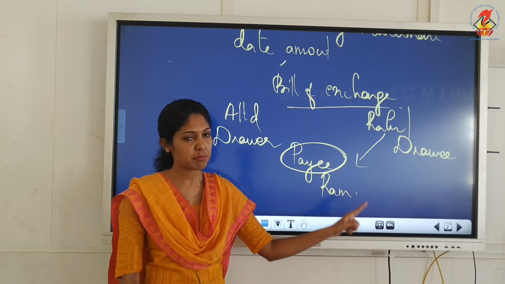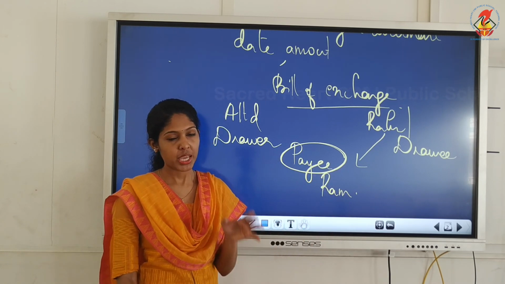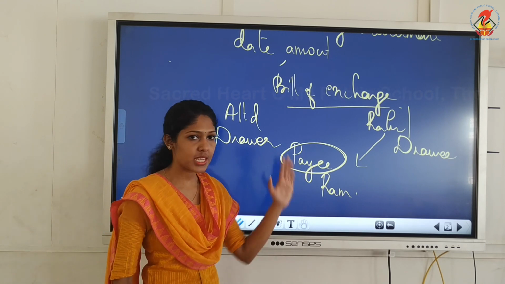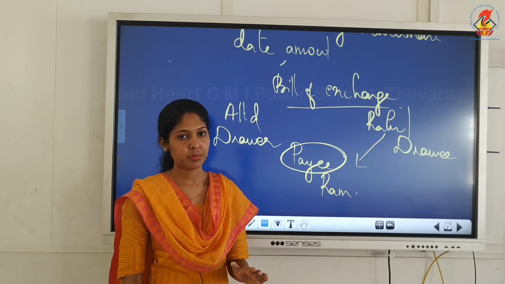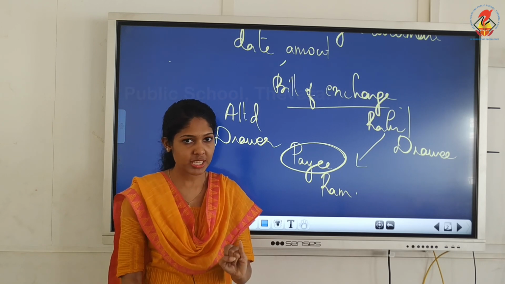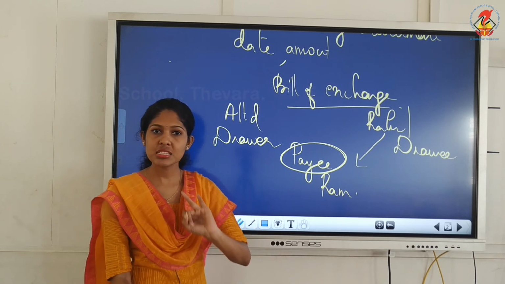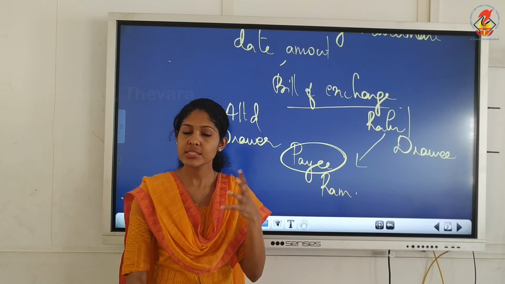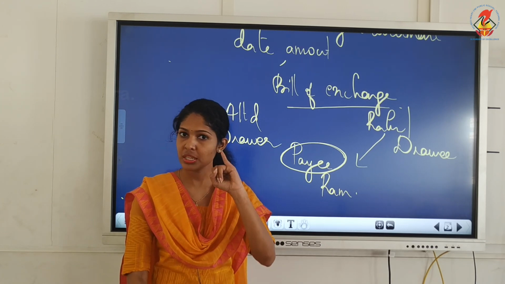Sometimes drawer and payee will be one and the same. I hope you understood all these three terms from this example. Okay, so this is what you have to learn first. What is the meaning of bill of exchange, and along with that we discuss the features also. Features and meaning both are same. Features you can write the same.